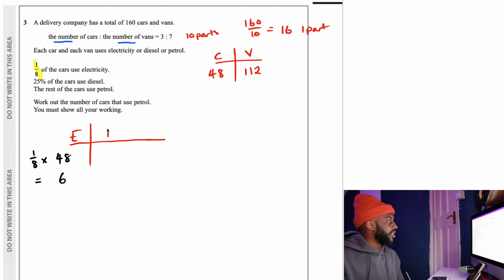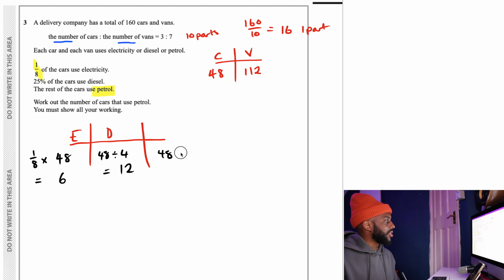25% of the cars use diesel, so I'm going to do another column there. So we're going to do 48 divided by 4, because that will give us 25% or a quarter, and that is 12. And then it says the rest of the cars use petrol. So to work that out, we're just going to do 48 minus the electric and diesel cars, so minus 6 minus 12, so that's 48 minus 18.